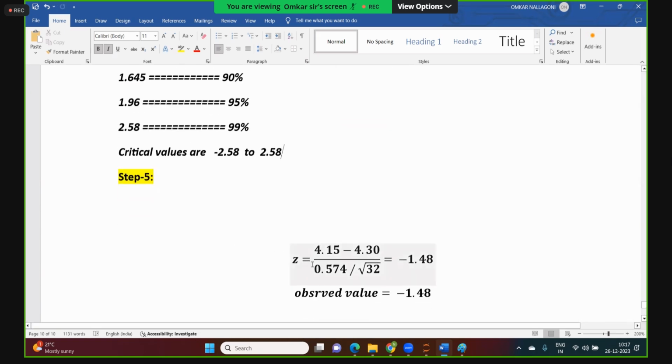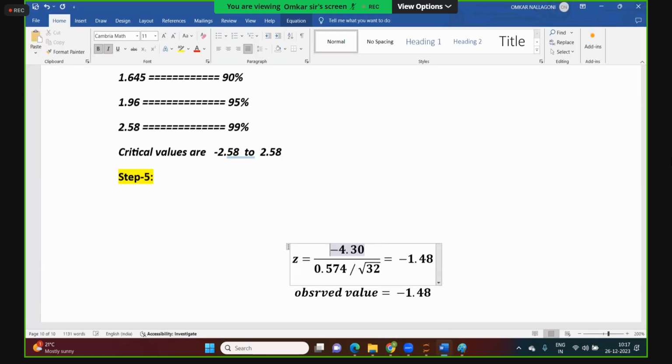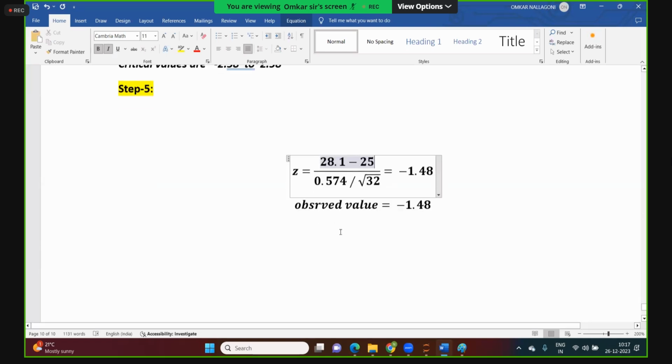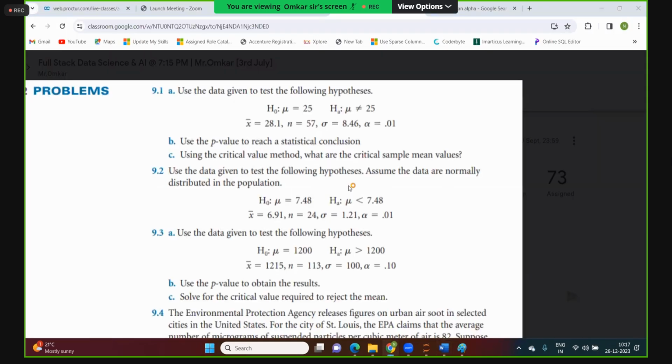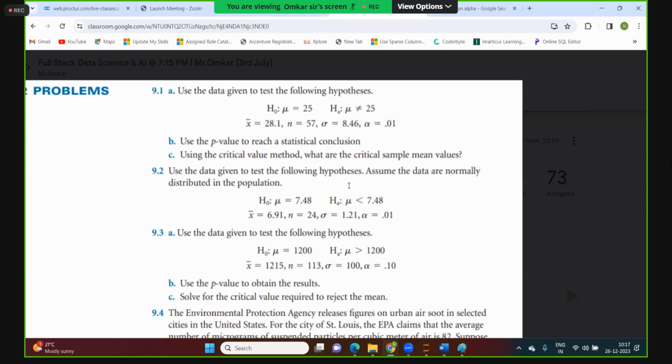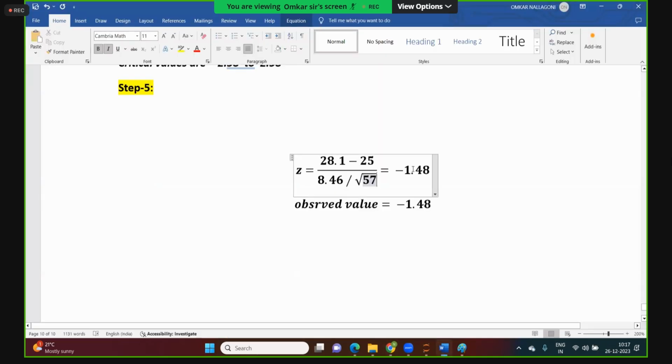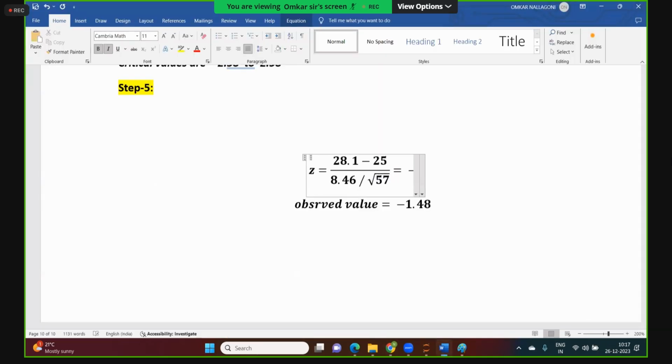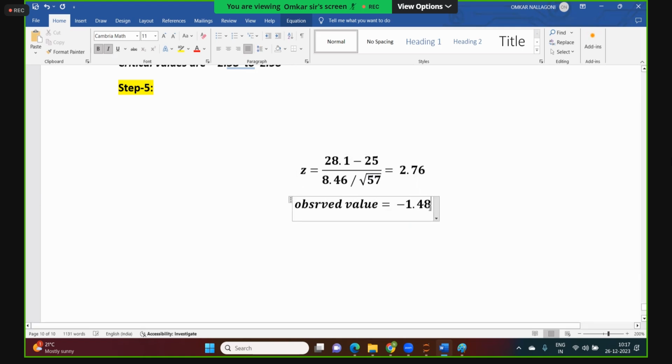Then step 5, what is the mean value? 28.1, no? 28.1 and this is 25. Three values are there. And sigma is 8.46, 8.46 divided by 57. How much are you getting? 2.76. So the observed value is equal to 2.76.